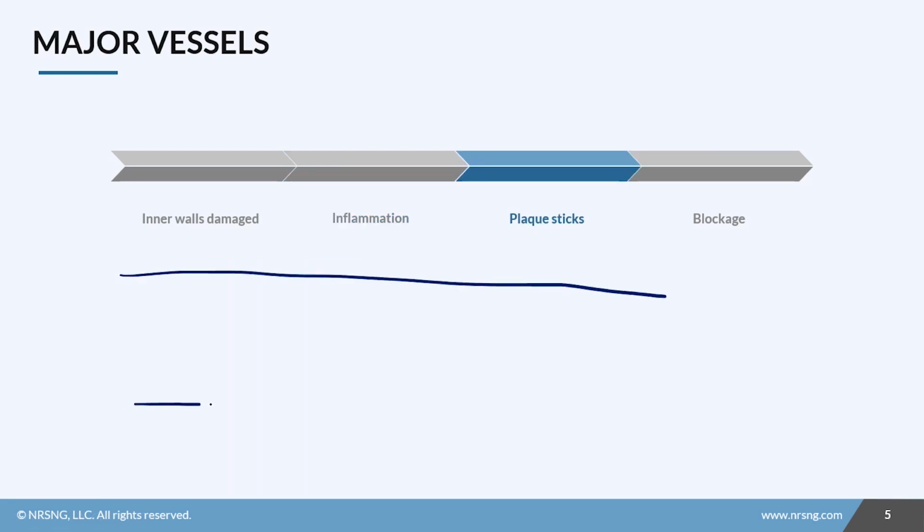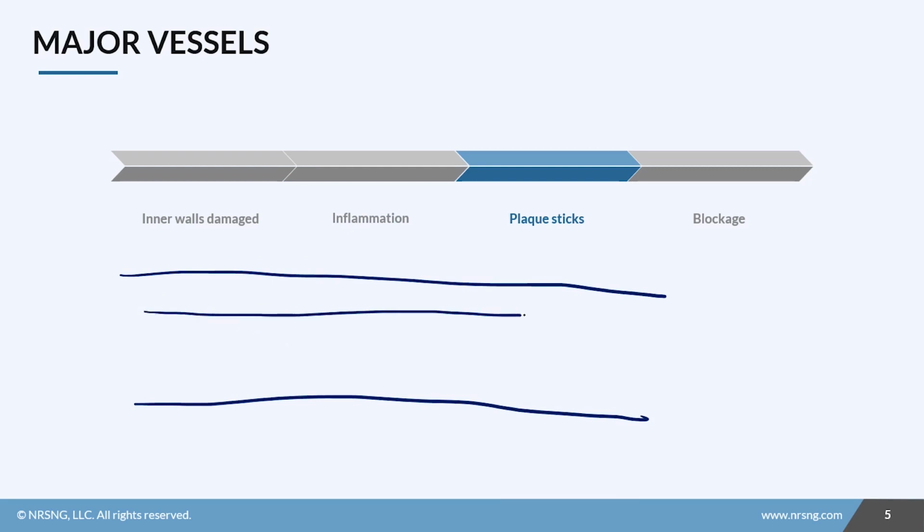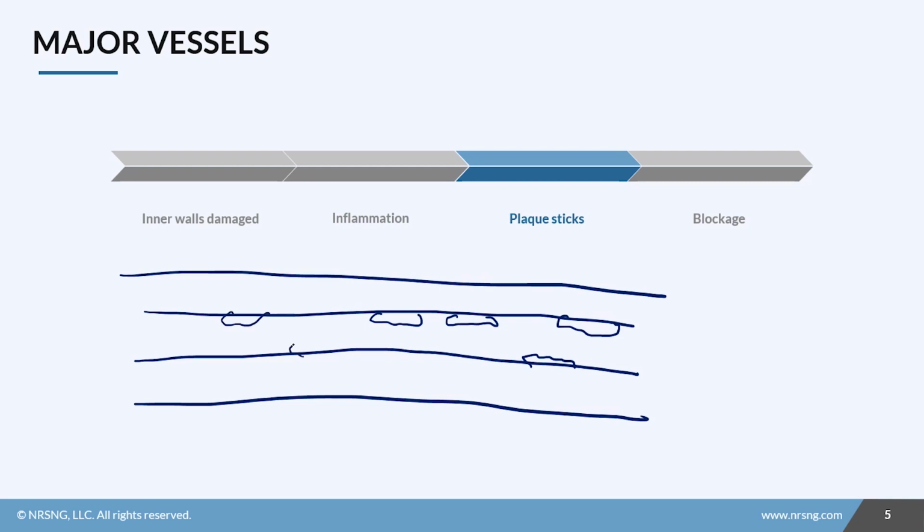Okay, so we've already had our damage, we've had our inflammation, and now we are going to have plaque start to stick to the walls in here. So guys, just remember plaque comes from the fats and lipids that are in the bloodstream, okay? So those with higher cholesterol are going to have more plaque buildup, right? So the plaque's all going to start sticking to the walls.